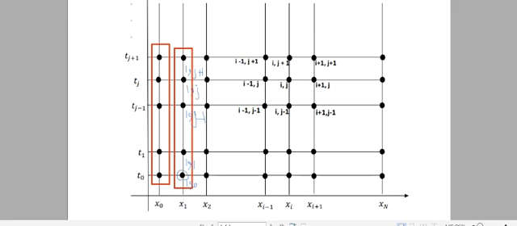Is it clear for all of them, yes or no? For example, at this column, the first index for all of them is i. The first point has i and 0. The next, i and 1. Then i and j minus 1, i and j, again i and j plus 1. i is constant. The first index is constant. And for each of the columns, the first index for all of them is constant.